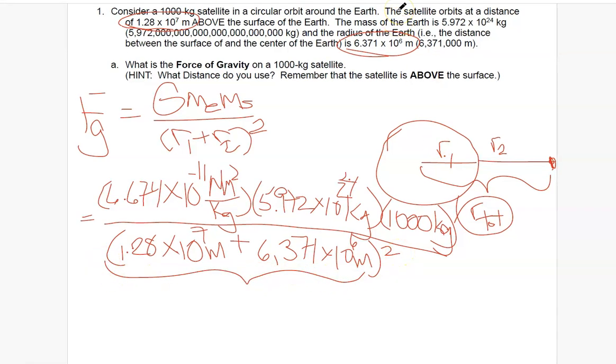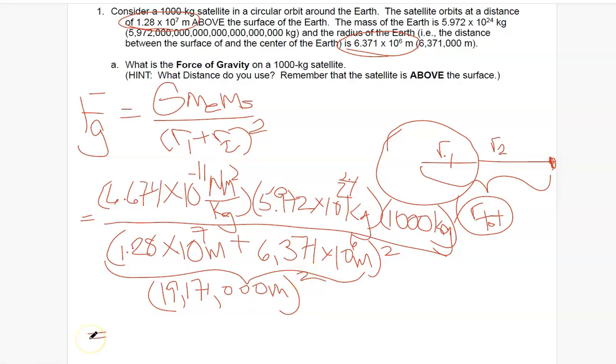When we add those two distances together, we get 19,171,000 meters. That's the total distance from the satellite to the center of the Earth. We have to square that value in the formula. So we're going to multiply the three numbers on the top and then divide it by this number squared.